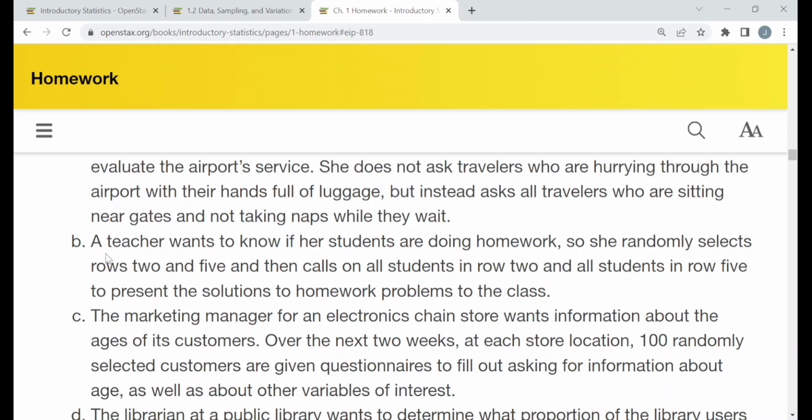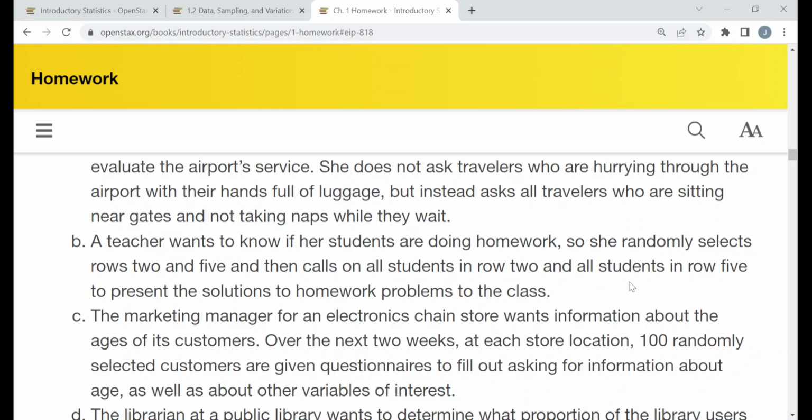Part B. A teacher wants to know if her students are doing homework. So she randomly selects rows 2 and 5 and then calls on all the students in row 2 and all the students in row 5 to present the solutions to homework problems to the class. This would be cluster sampling.